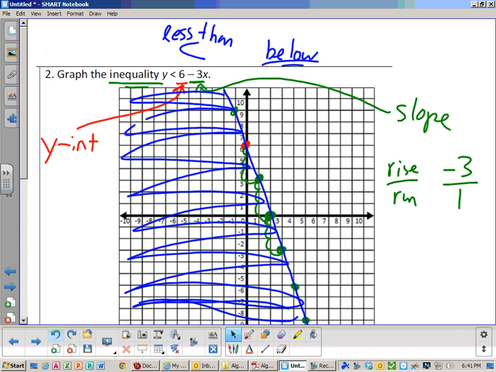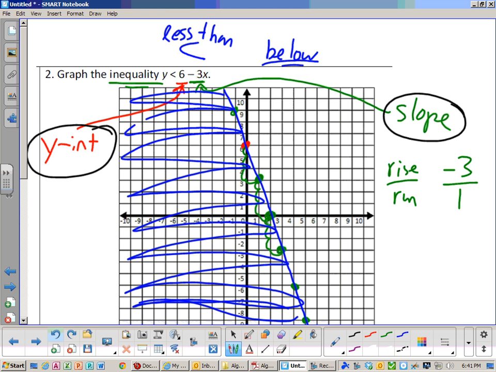The trick is to find your y-intercept, which it gave you, your slope, and then as an extra little bonus after you connect your line, deal with this symbol right here, the inequality symbol. That way you can shade above or shade below. And that's how inequalities look. They're not just a line, there's a shade involved.